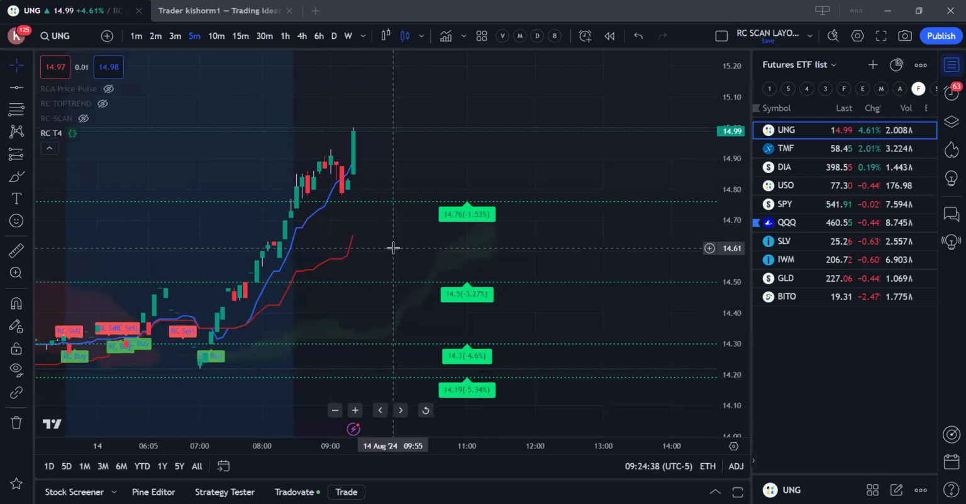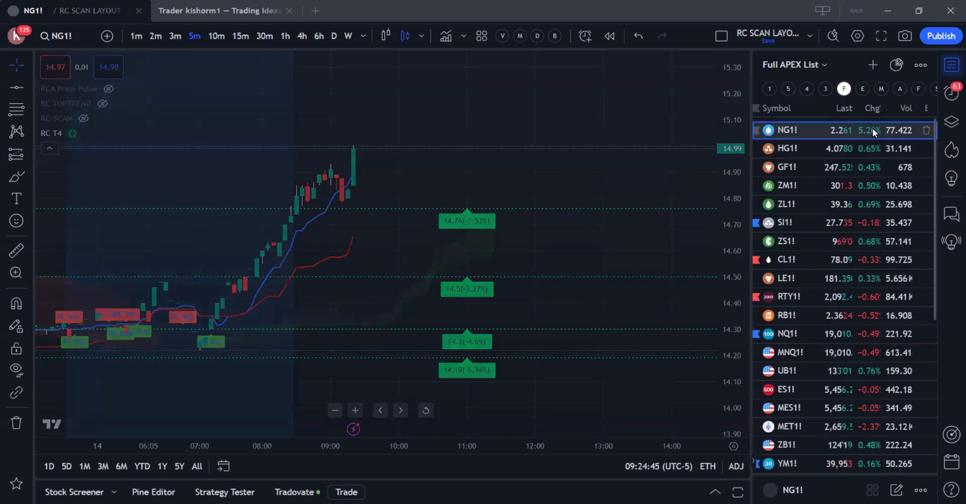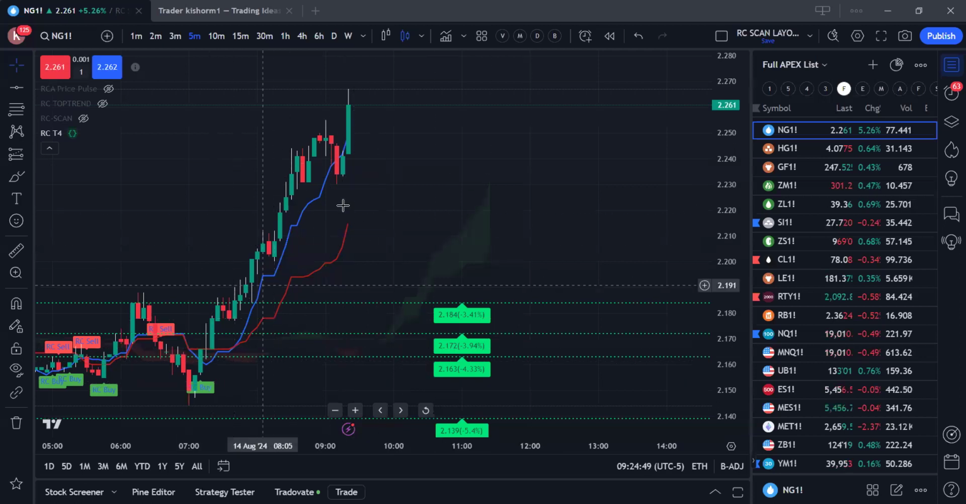So we'll wait for a pullback on this UNG because your natural gas is very bullish. When natural gas is bullish, UNG will be bullish and KOLD will be bearish.